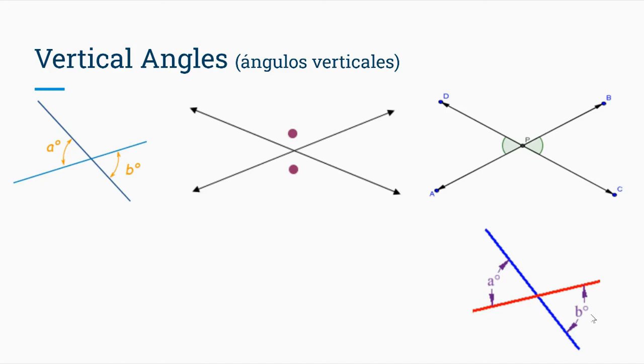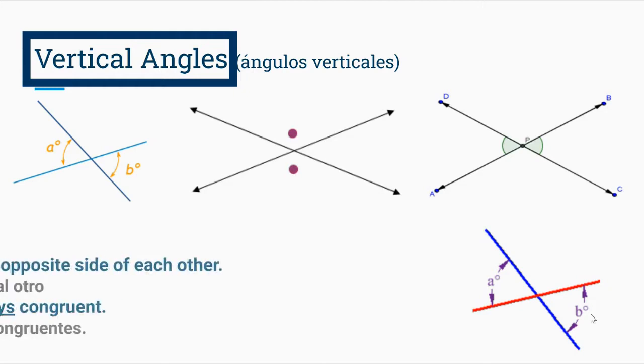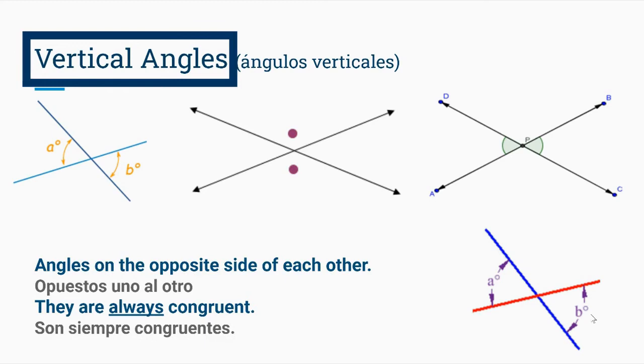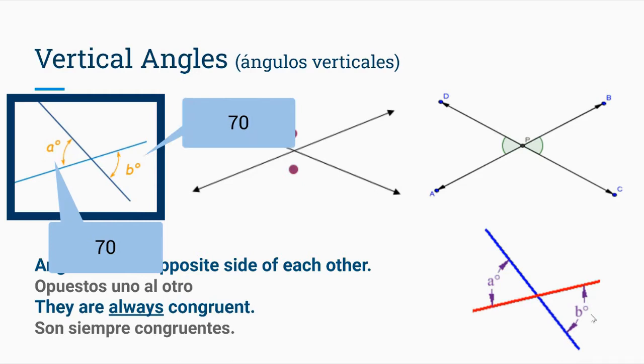So let's start talking about angle relationships then. The first one I would like to mention is vertical angles. All of those on the board represent vertical angles. If you notice, they're always on opposite sides of each other, and it is very important to know that they're always congruent. It does not matter how much the angle measures. The vertical angles will always be equal. So in this first example, if I told you that A measures 70 degrees, you can be sure that B will also measure 70 degrees.